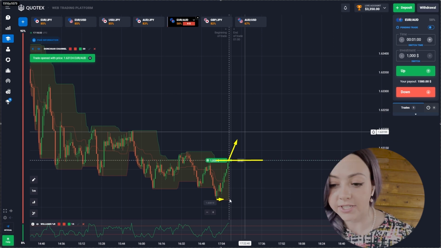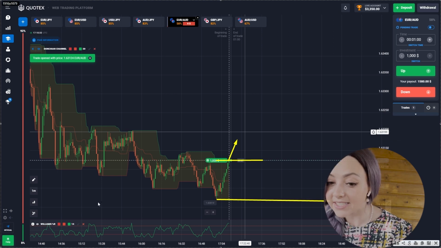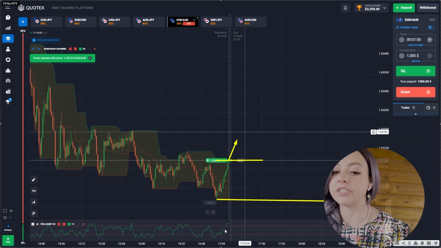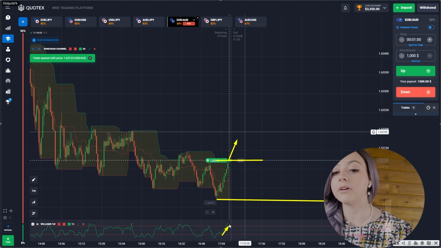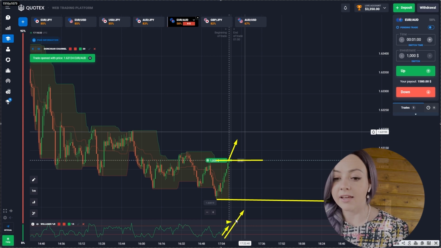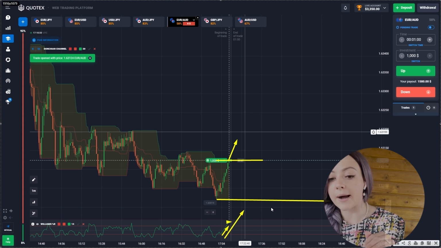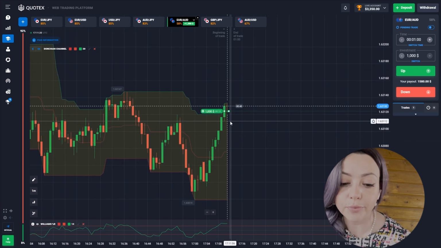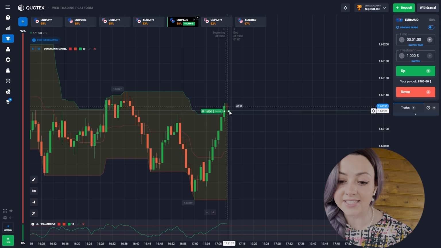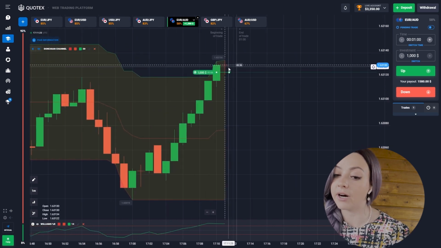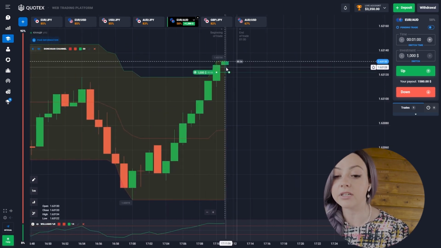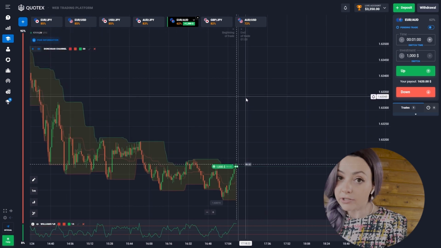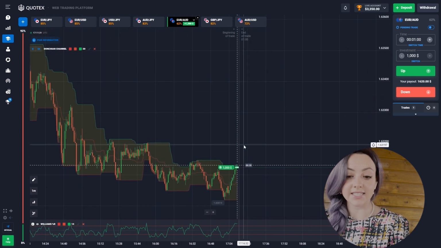According to Donchian channels, we can see that if we get over this resistance line, the trend will go upward, and the bottom line will go straight. And according to Williams, we can see that the trend is going up, even though we got a little bit consolidated. The general tendency is ascending.